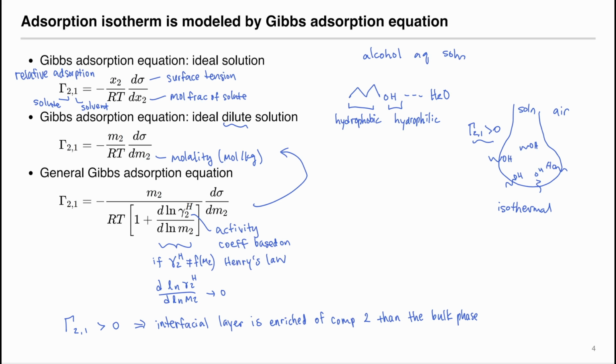And in this laboratory, we want to look at how the relative adsorption is dependent on the concentration. That is, we want to use the Gibbs adsorption equation to see how gamma 2,1 is a function of concentration in terms of molality.